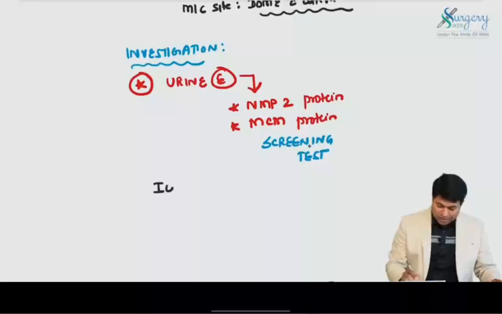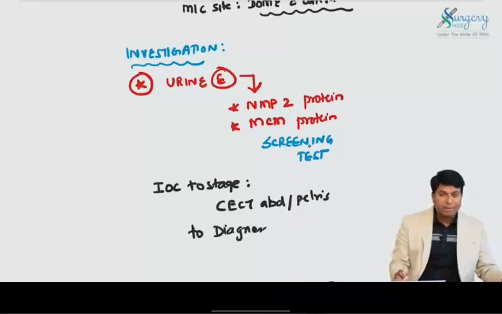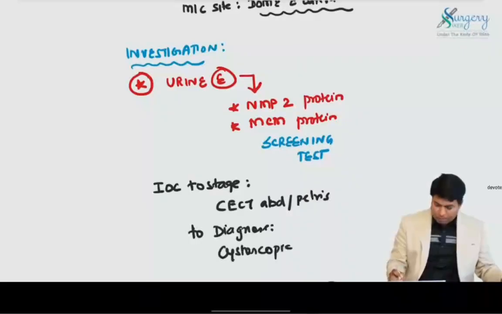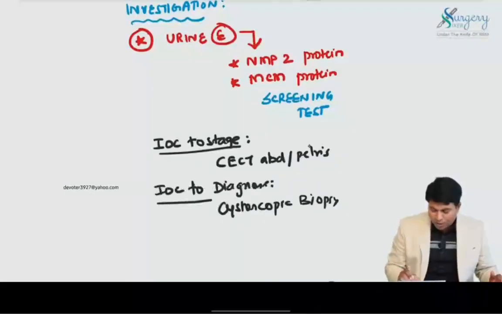The investigation of choice to stage the bladder cancer is CECT abdomen and pelvis. To diagnose it, no doubt, it is by means of cystoscopy and biopsy. Cystoscopic biopsy is the diagnostic investigation of choice. So please remember, the staging is by CECT, and the investigation of choice to diagnose is cystoscopic biopsy.